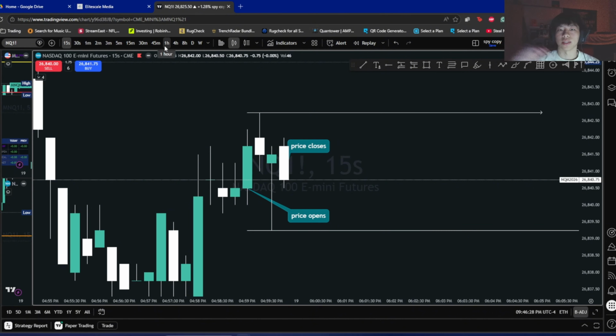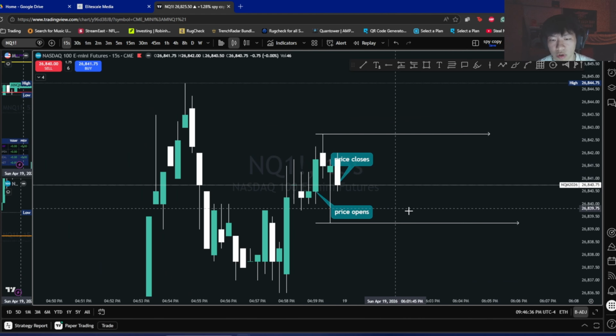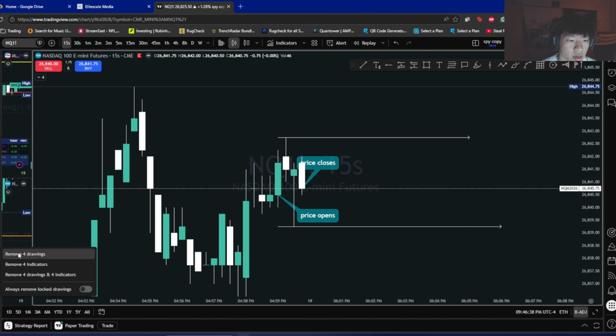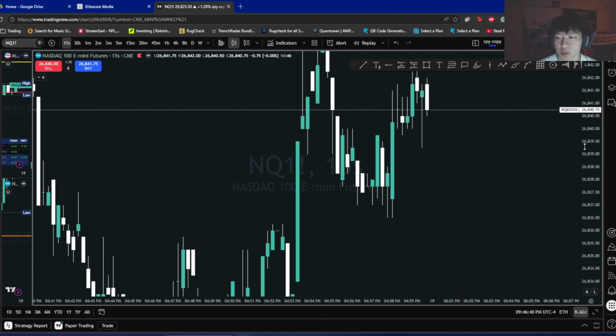We can go on the daily. We can go on the 1 hour. We can go on the 4 hour. We can go on the 15. We can go on 5, whatever it is, 5 seconds. Everything aligns. So this is pretty much how candles form. Now, we're going to go through different types of candles.